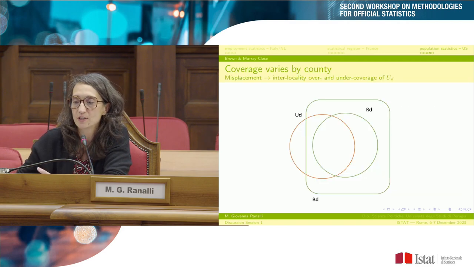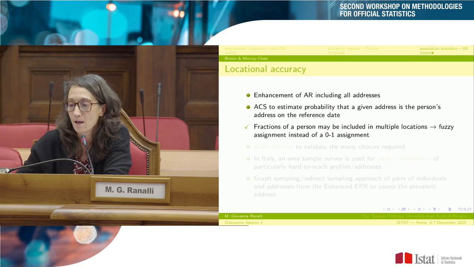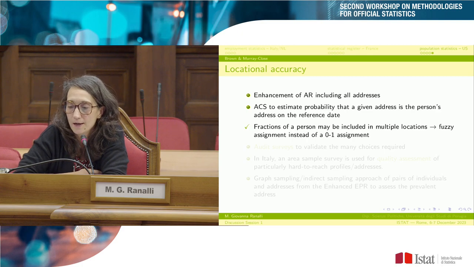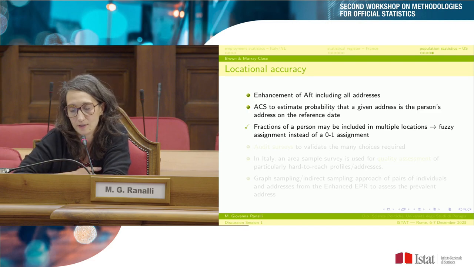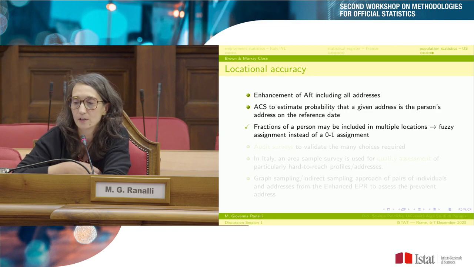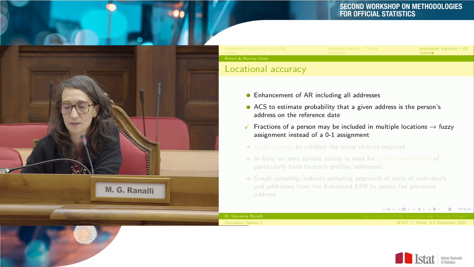But then coverage varies by county in the US, so you have misplacement. Even if you use a lot of signals, there are counties or subpopulations for which even the extended register is not enough. And so to improve on locational accuracy, and this is my last comment, one idea was to include all the addresses for each unit. One possibility that has been explored in the US was using the American Community Survey to estimate the probability that a given address is the person's address on the reference date.